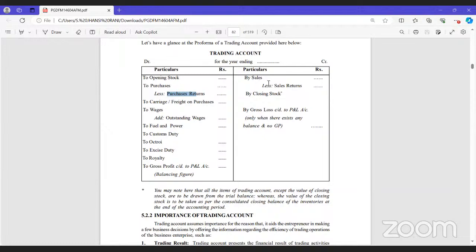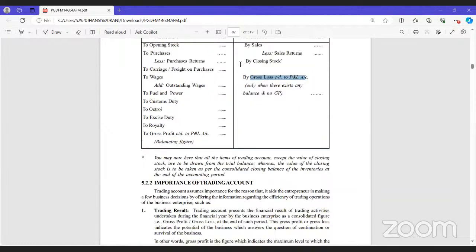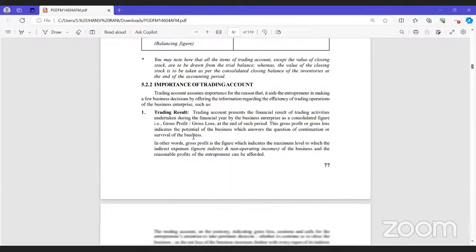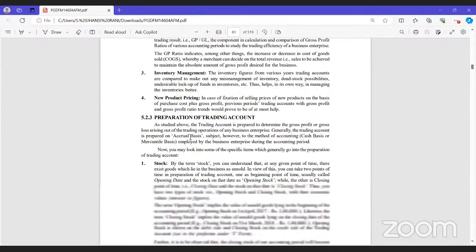And on the credit side, we have sales less sales returns, and closing stock. If debit is more and credit is less, it is called gross loss, which will be carried to the profit and loss account. And if credit is more and debit is less, it is called gross profit, which is carried to the profit and loss account. And this is called the trading account.